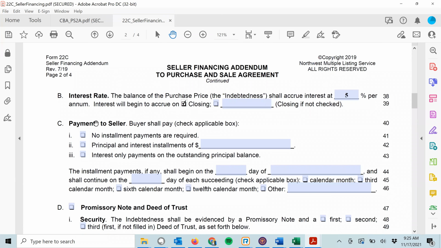Payments to seller. Now, they have three choices. There can be no payments, right? And so in that example, interest would accrue and they would just have a balloon payment at some point in the future. They can make principal and interest payments, in which case you'd need an amortizing calculator to figure that out, or it can be interest only. Have they decided that yet?